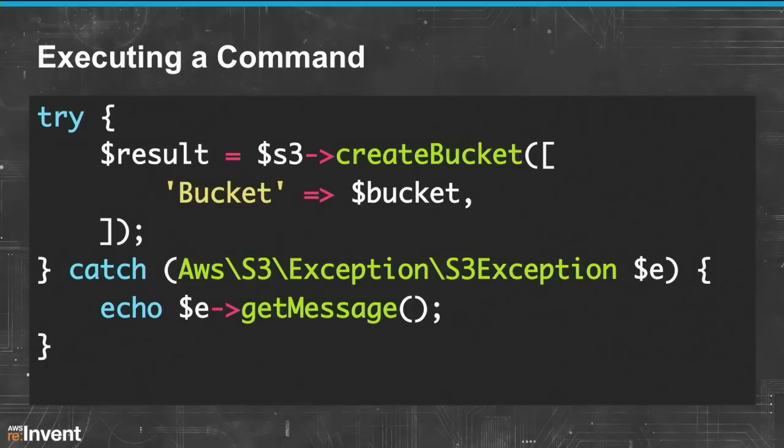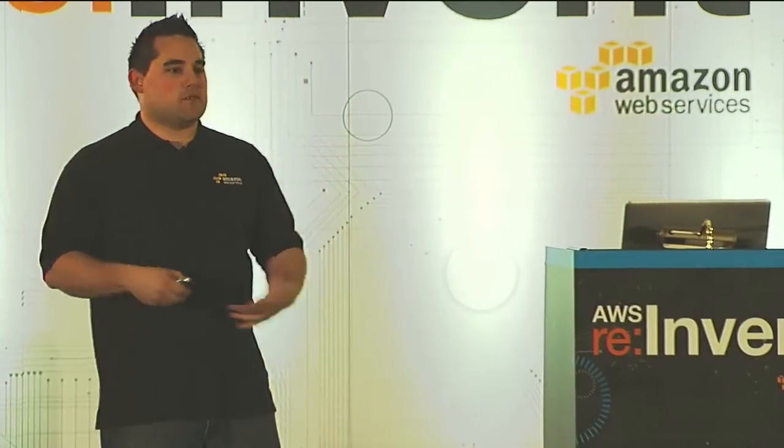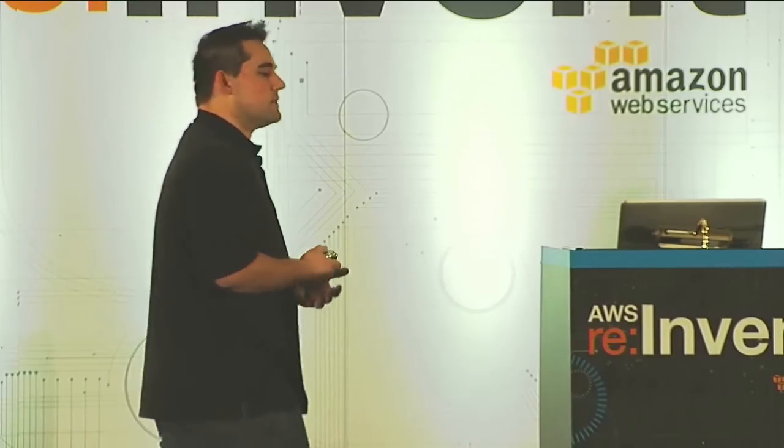When you call the method, you pass in an array of parameters, and if the request happens to fail, it'll throw an exception, and that exception will be specific to the service that you're using. So in this example, you see in our try-catch block, we're catching the S3 exception. So there's an exception for each service that you use.